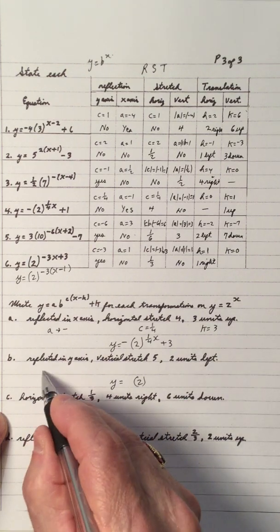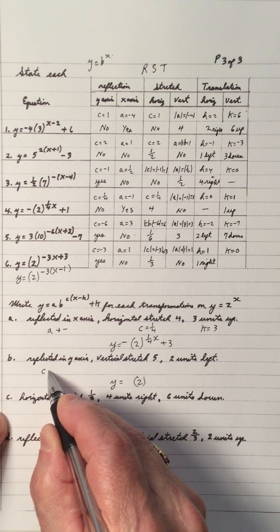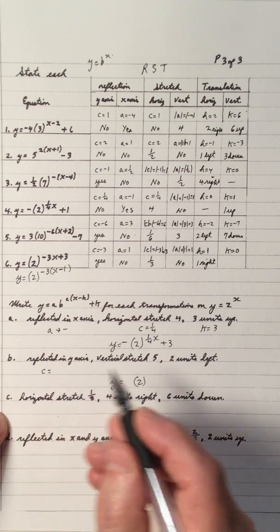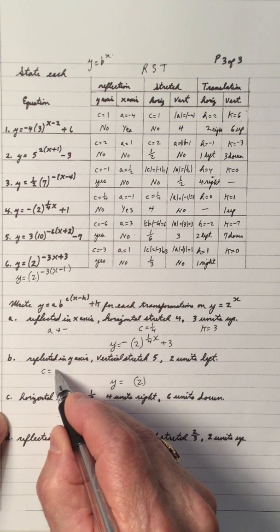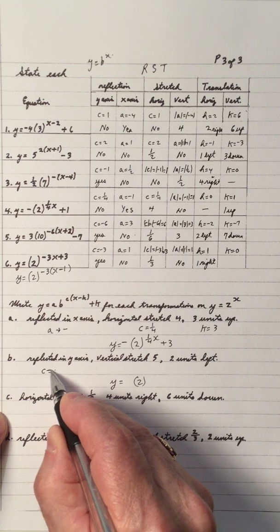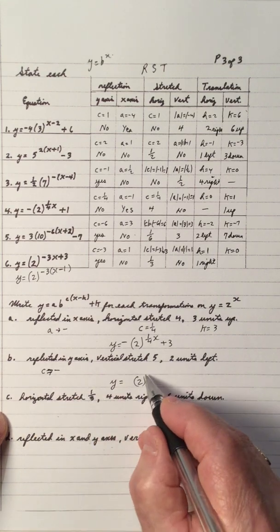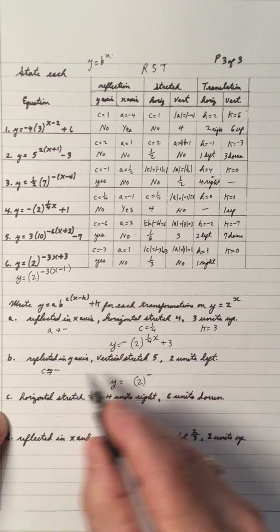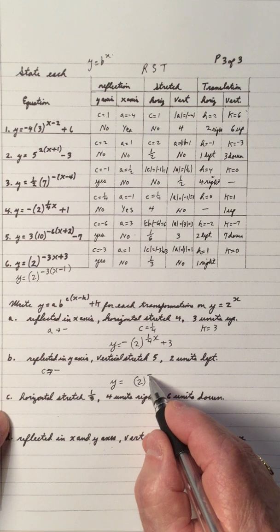Reflected in the y, that means you're looking at the c. So reflect in the y, it's going across like that, so you're changing the x. So you're looking at the c, which is the x. Let's put an arrow on that, the c is negative. So that means this is the negative. Because reflected in the y, the c is going to be negative, and the c is right here.